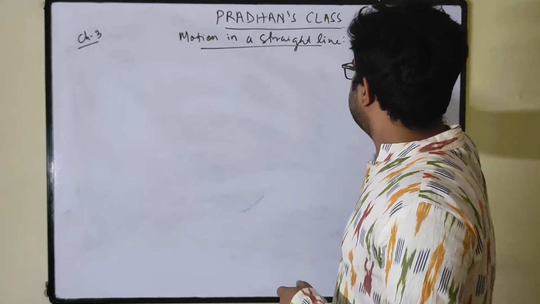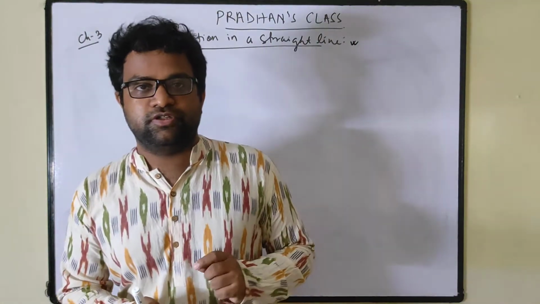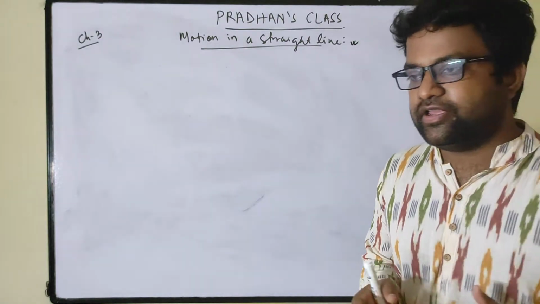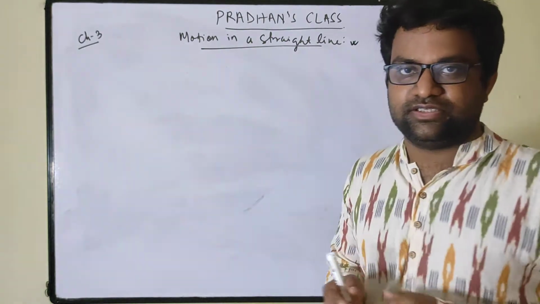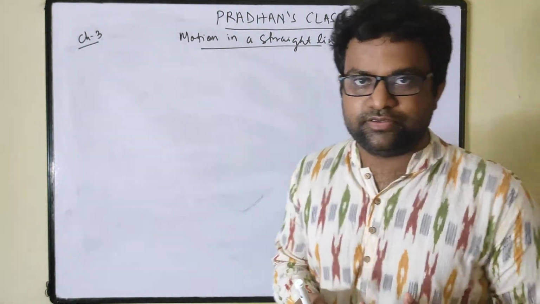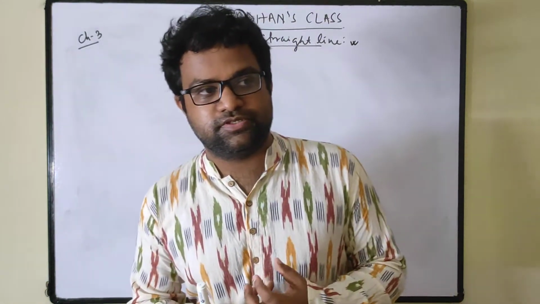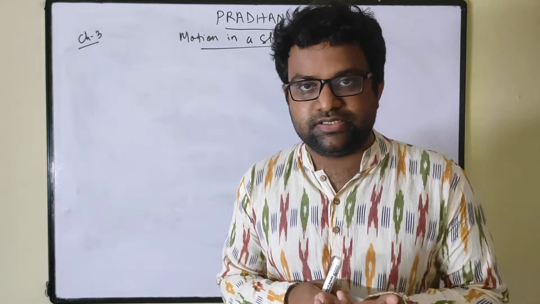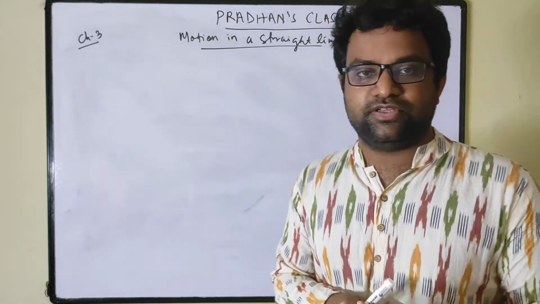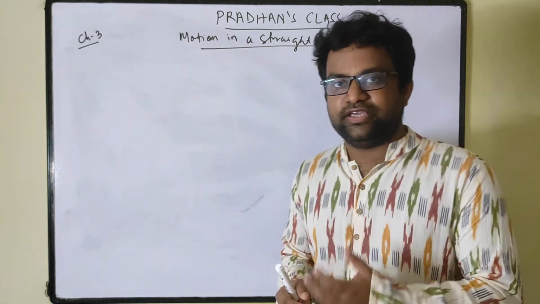So basically in this chapter we will restrict ourselves to one-dimensional motion. That means the object will be moving in a straight line, that is, on a coordinate plane, only on the x-axis. Most of the terms you have learnt in class 9th, like distance, displacement, velocity, acceleration, average velocity, uniform velocity. All these concepts you know from class 9th.